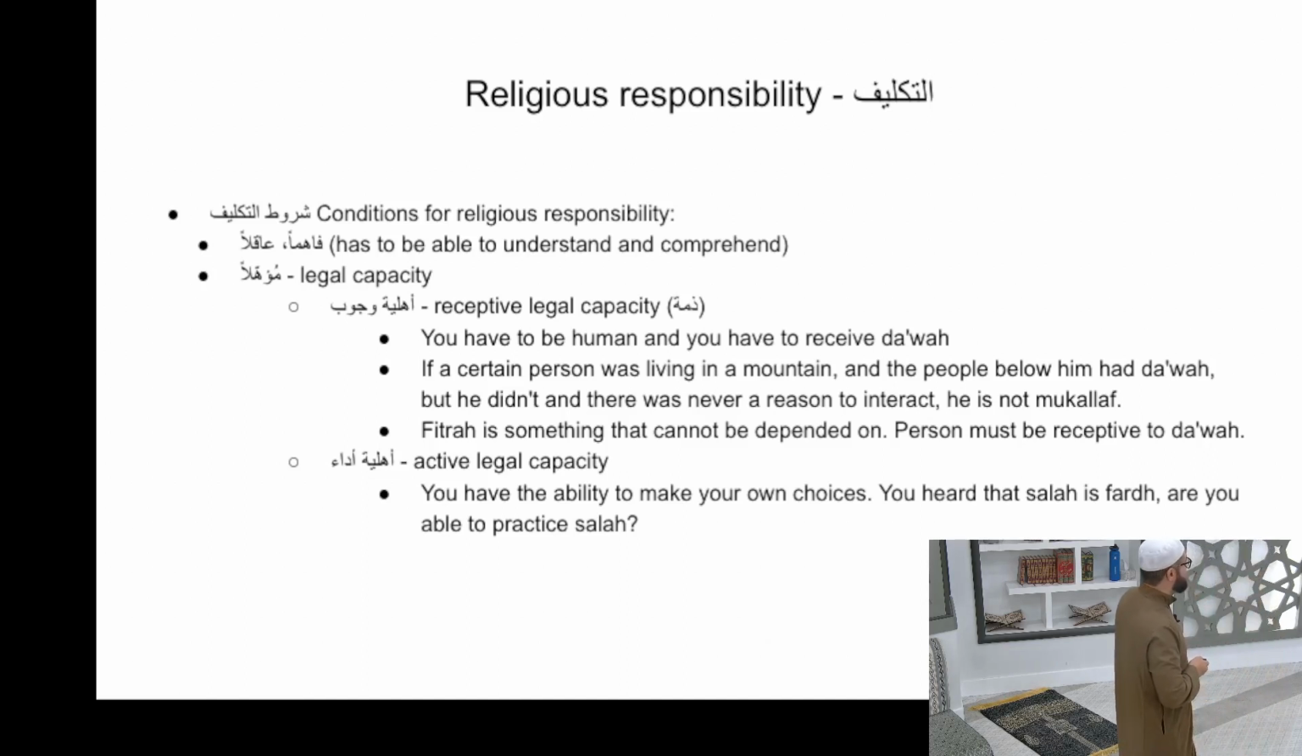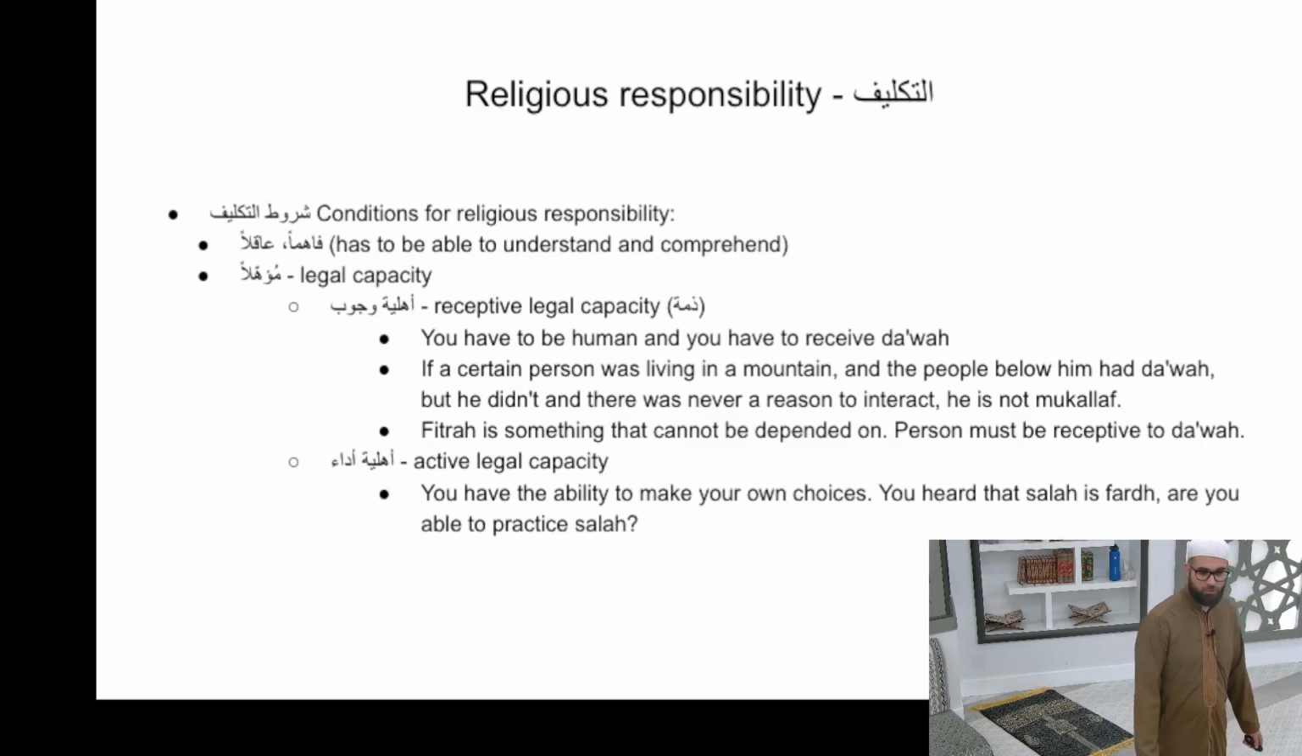And ahliyat ada is active legal capacity. So just to make this simple, with a simple example so you understand. You have to have the ability to make your own choices. Meaning, you heard the salah is fard. That's ahliyat wujub, right? You were in a position where you received that piece of information. So that's the receptive legal capacity. You heard salah is fard. Are you able to practice salah? That's ahliyat ada.